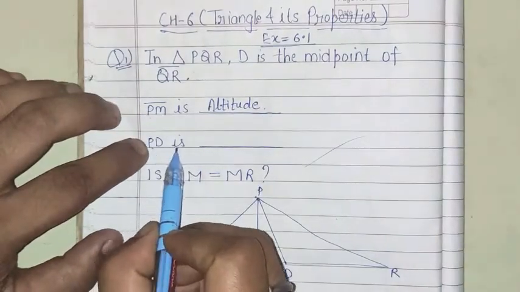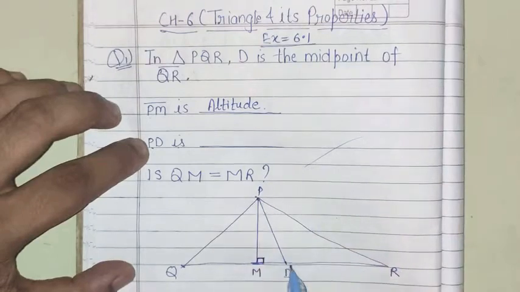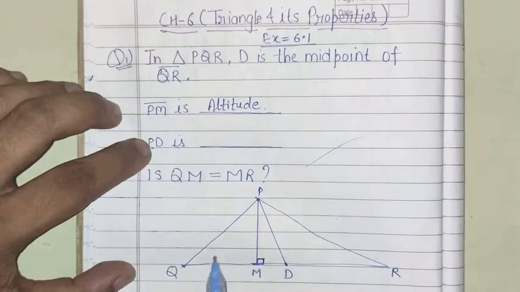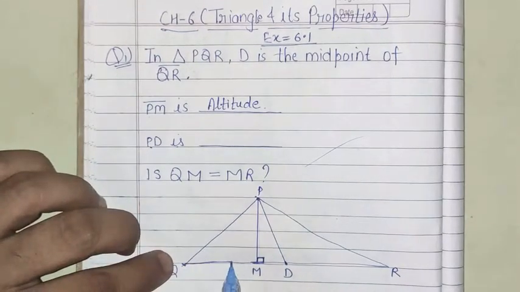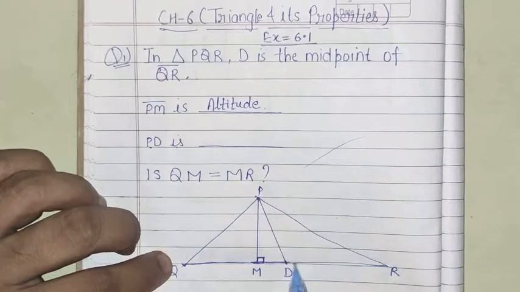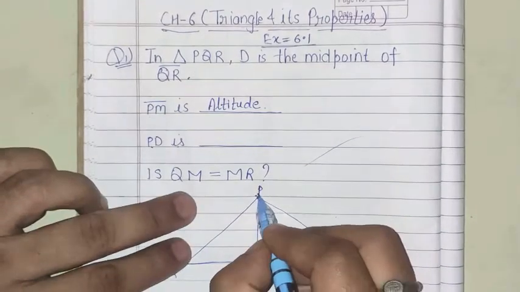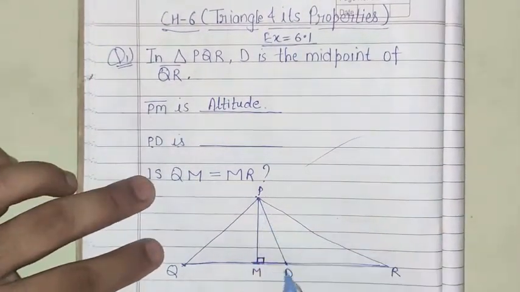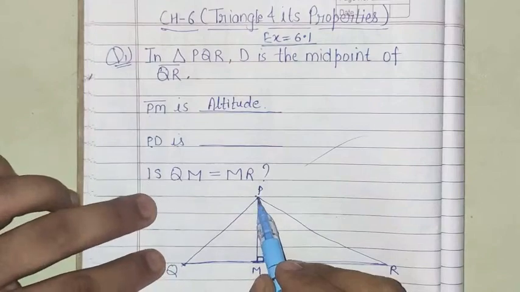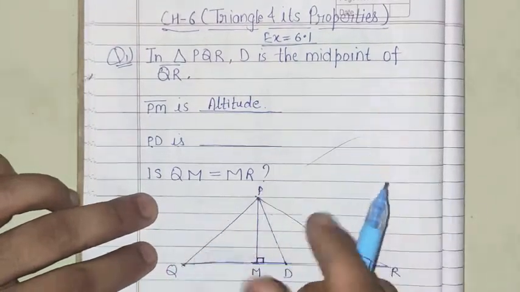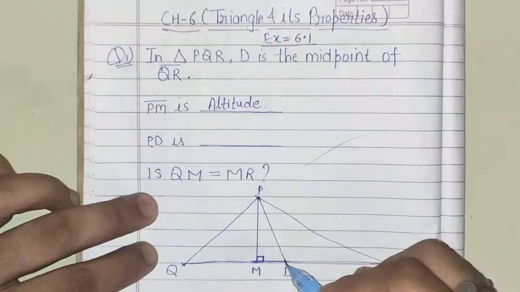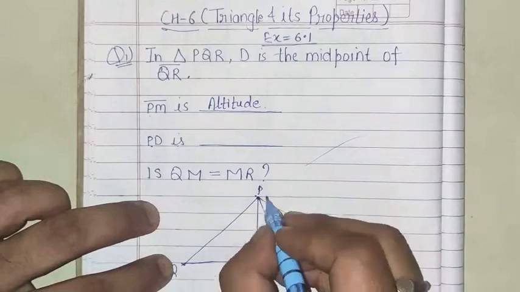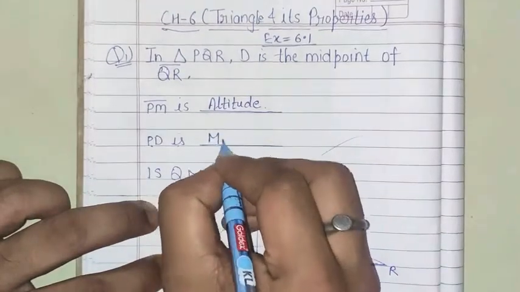Now see PD. D is our midpoint, and the midpoint divides this line segment into two equal parts, QD and DR. A line from a vertex, from point P, to the midpoint of its opposite side is called a median. So PD is our median.